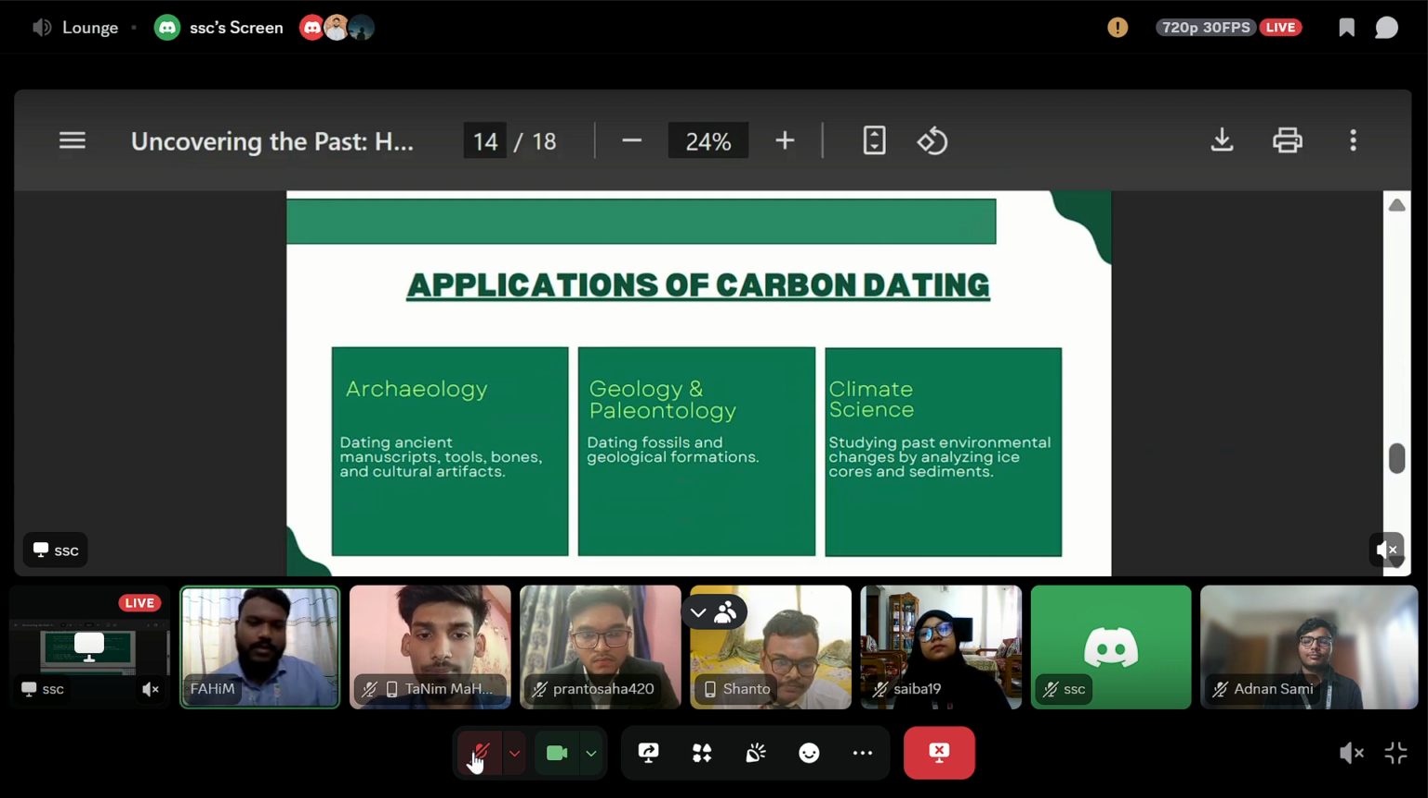There are a few key points we include here. First of all, archaeology: dating ancient manuscripts, tools, bones, and cultural artifacts. The next one is geology and paleontology: dating fossils and geological formations. And climate science: studying past environmental changes by analyzing ice cores and sediments.